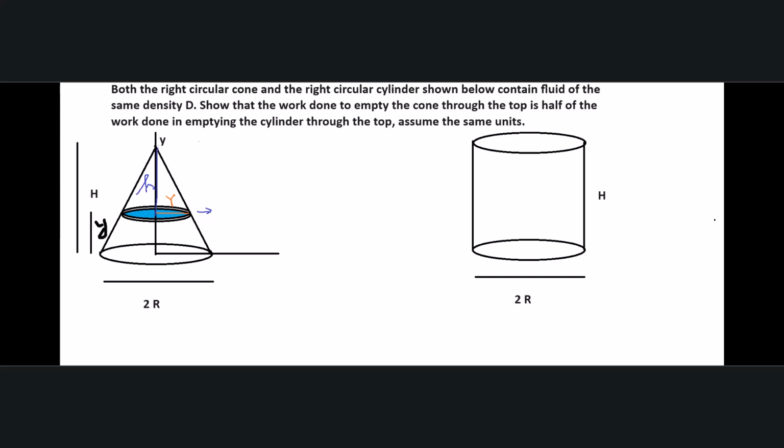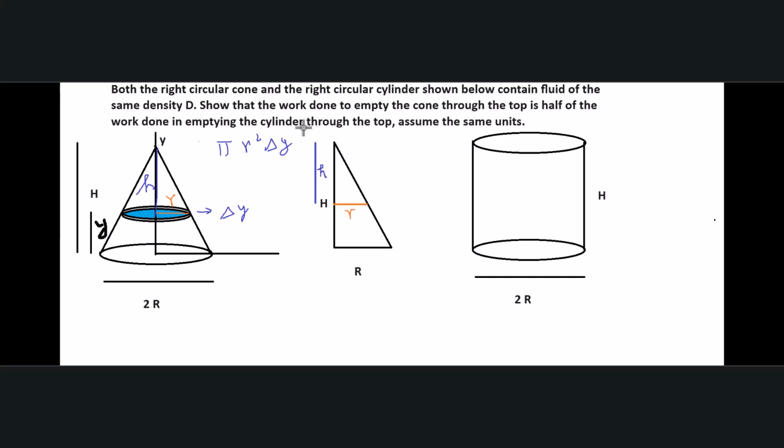So this slab has a thickness of delta y. So what we got is that the volume of that slab is pi r squared delta y. All right, and now we have to write r in terms of y.